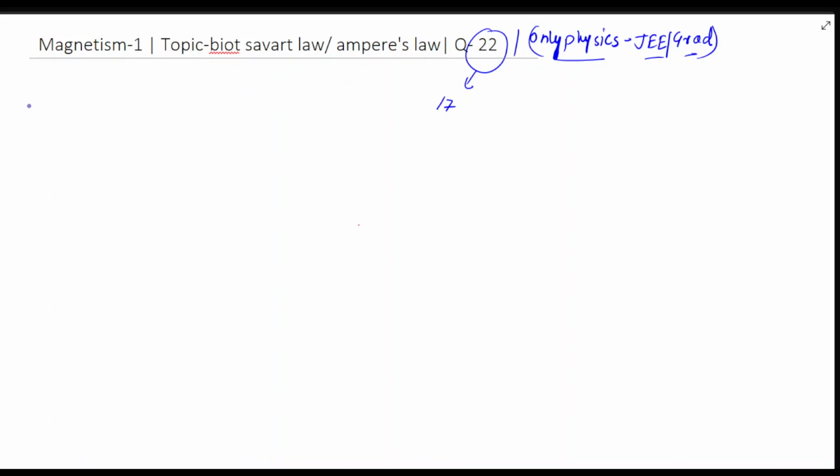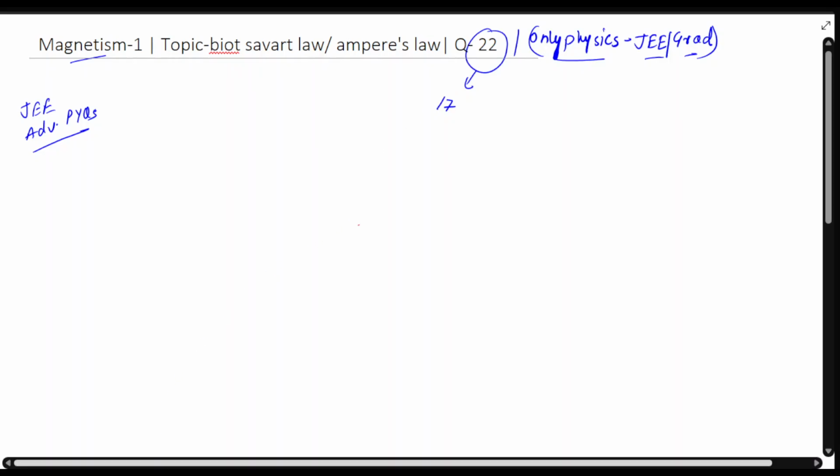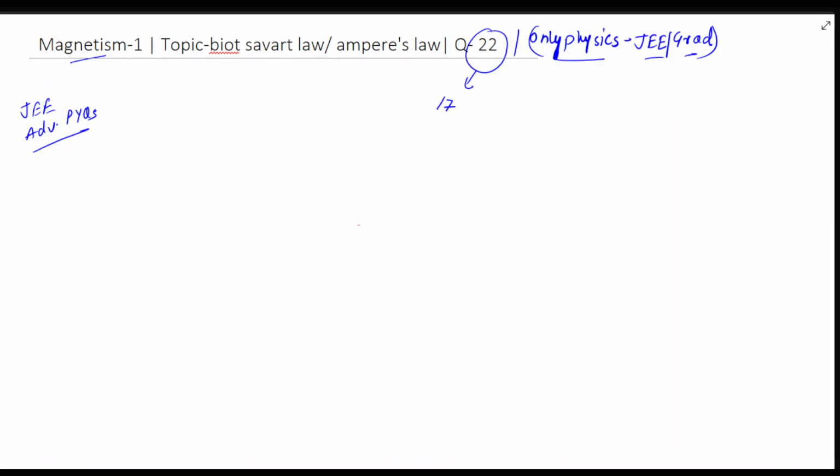So today we'll be discussing JEE Advanced PYQs from the chapter magnetism. This will be the first video on this chapter, and the topics we'll be covering are Biot-Savart law and Ampere's law. There are a total of 22 questions from these topics, and today we'll be discussing only 17 questions. So let us start with our first question.